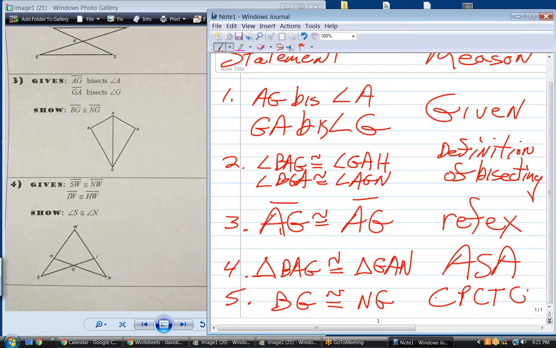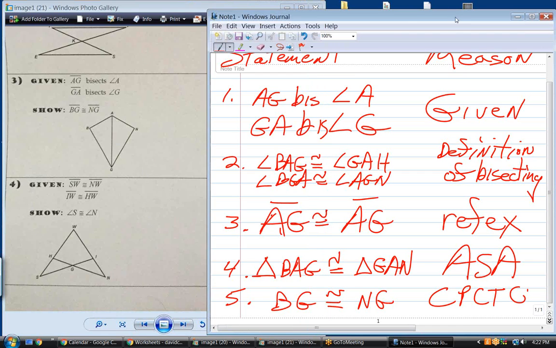No, sorry. Corresponding parts of triangles are congruent. There you go. That's what CPCTC means. Corresponding parts of congruent triangles are congruent. We just proved they were congruent, and BG is a corresponding part to GN.